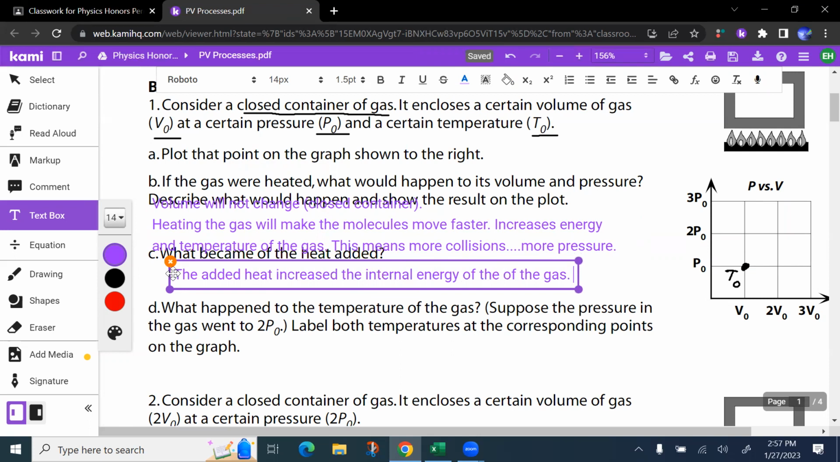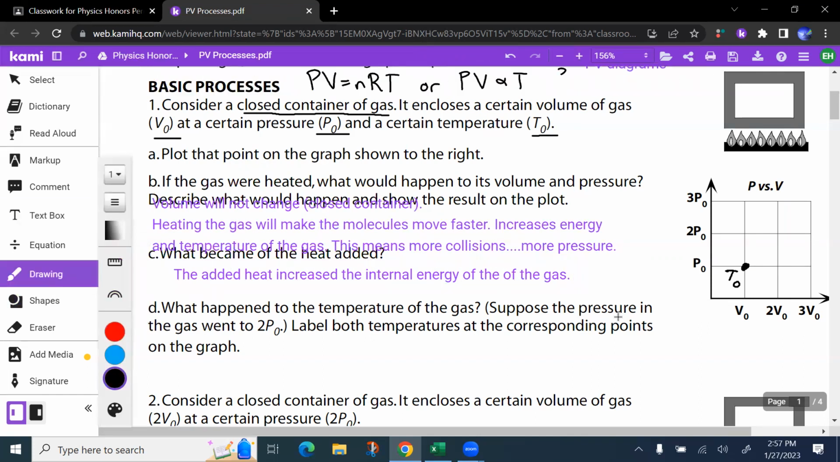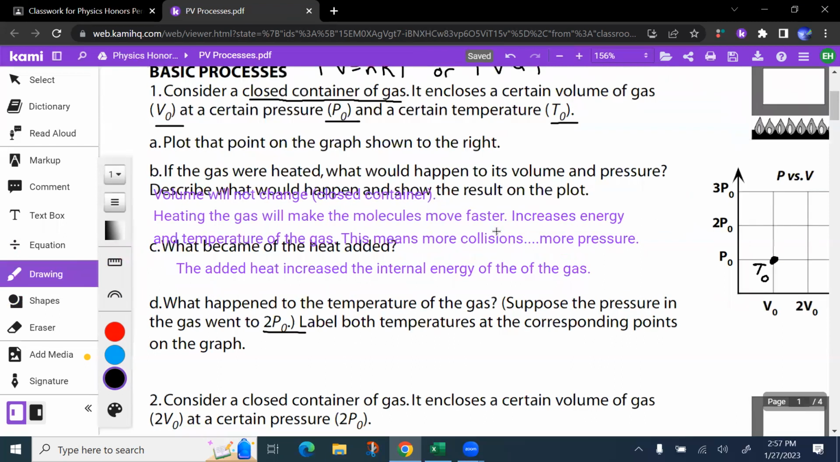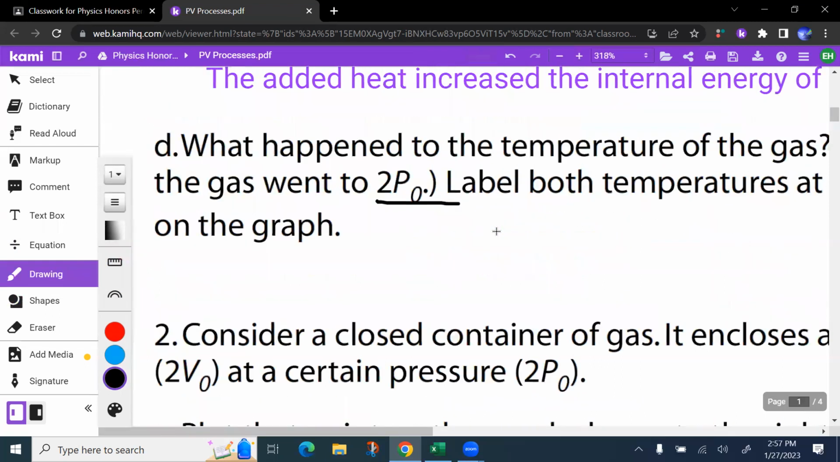Part D, what happened to the temperature of the gas? Well, the temperature of the gas is going to increase. Now, how much is it going to increase? It says suppose the pressure went to 2 P naught. Remember, the volume didn't change. This is where we can use proportional reasoning here. Temperature is proportional to the change in volume times pressure.